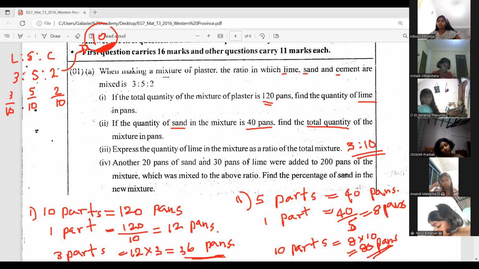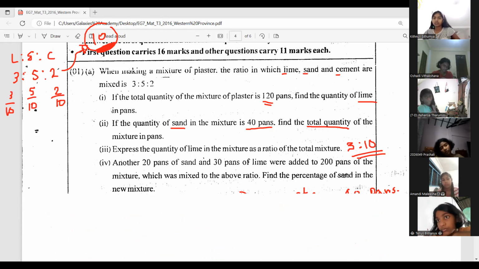Right. Then we can go to the last part of this first question, simple A. Look at the fourth part.